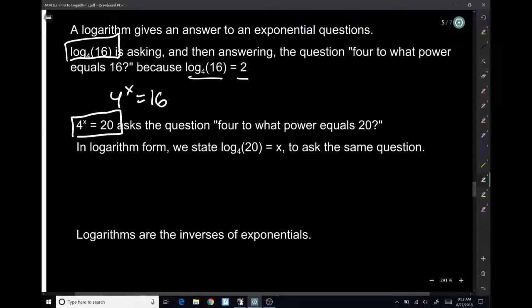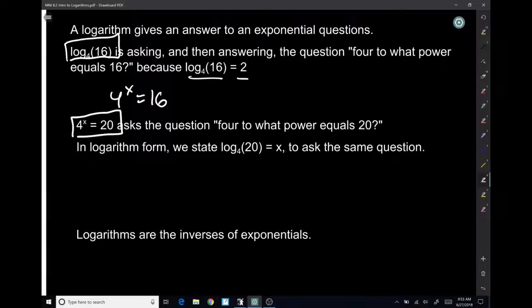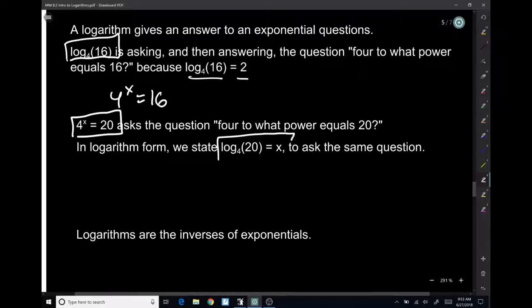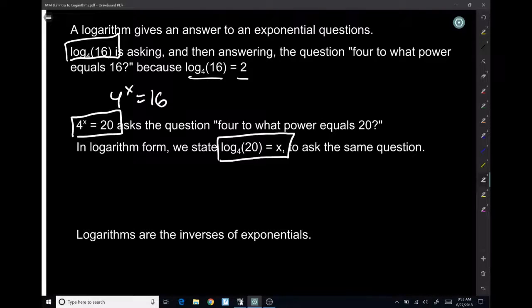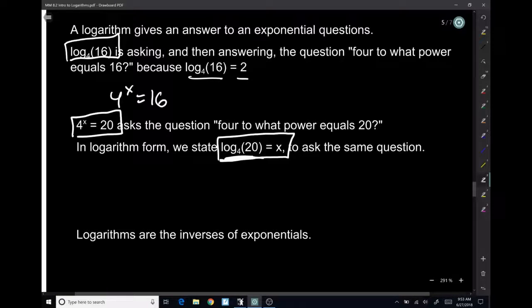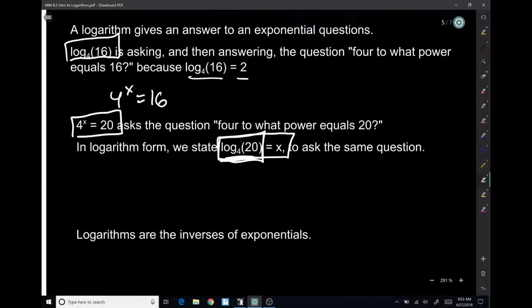So when you have something in exponential form, 4 to the x equals 20, that's asking the question 4 to what power equals 20. We can convert that to logarithm form and state log base 4 of 20 equals x, and that asks the same question. A logarithm is asking the question 4 to what power equals 20.